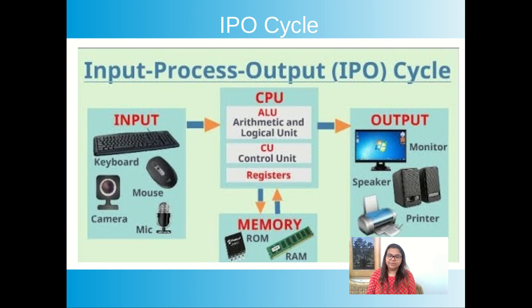So let us revise it once again. In the IPO cycle, we will first have the input. The input unit will send the input to the processing part. In the processing unit, we have the control unit, the arithmetic and logical unit, and the memory unit. Then the processed data will be sent to the output in the output unit.